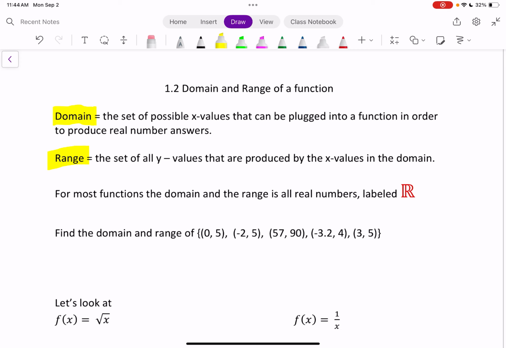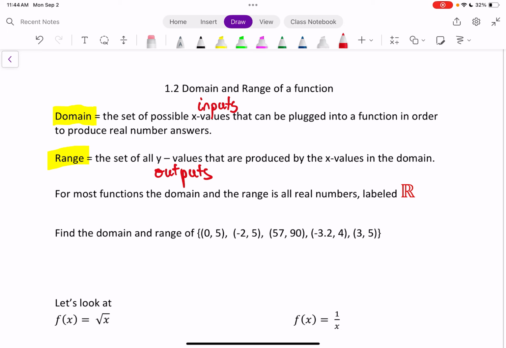Here, let me even write that down. That are produced by the x values in the domain. So remember, you cannot produce something that's not a real number.